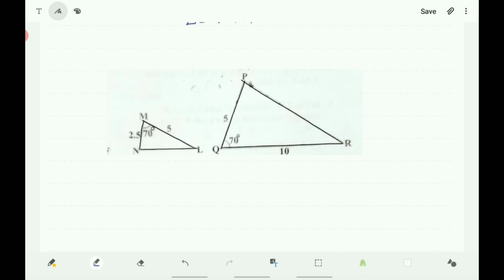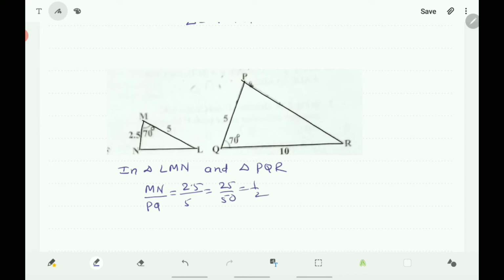Both of them are 70 degree. Therefore, you write in triangle LMN and triangle PQR. Here you take the ratio of the sides, that is MN by PQ. The ratio is 2.5 by 5, that is equal to 25 by 50, and 1 by 2 it is. Next, LM by QR.